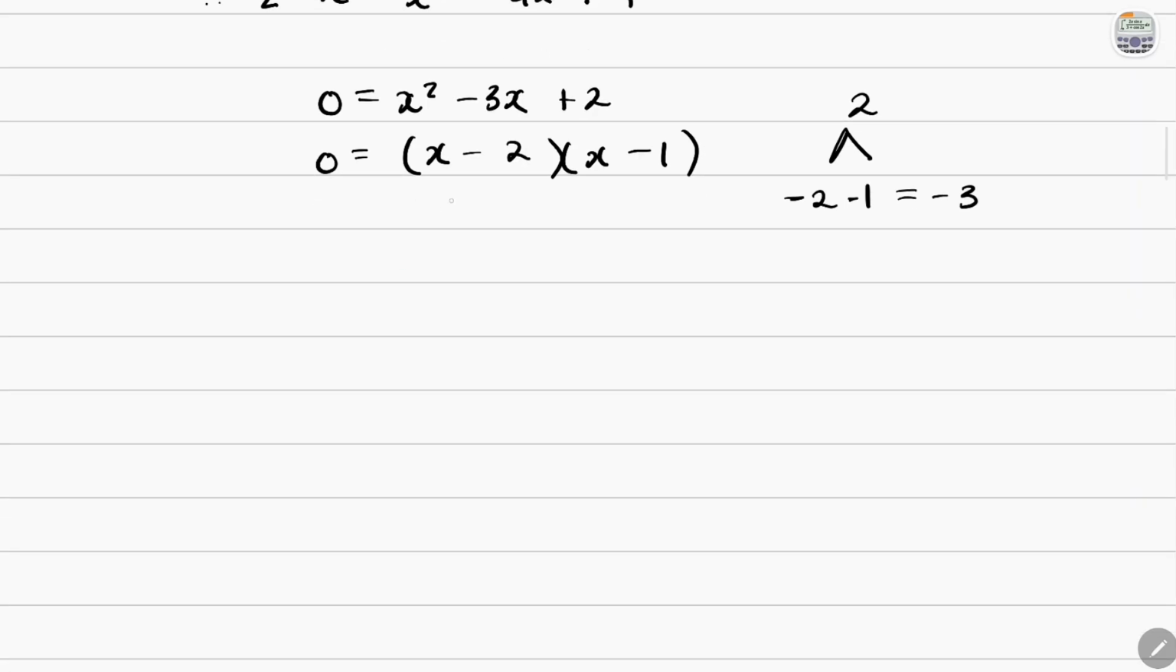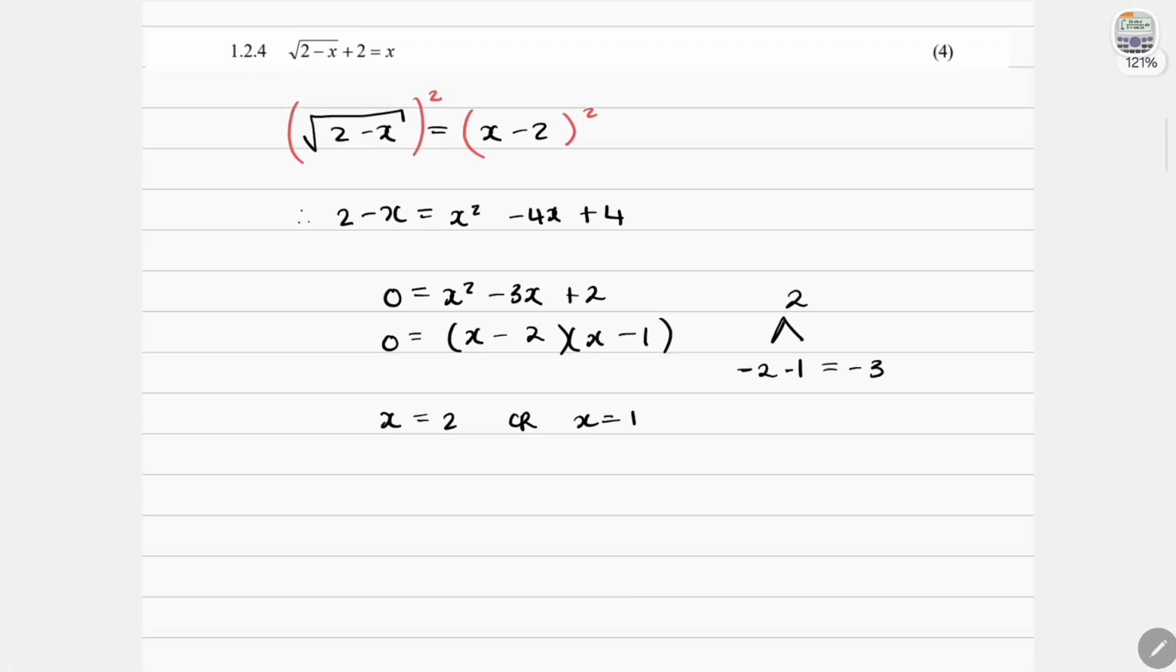And now we can solve for x. Okay, so something times something gives you 0. From the first question, you see that you equate the first bracket to 0. So if you say x minus 2 equals 0, transpose that negative 2 and you get positive 2. Or x is equal to positive 1. Okay, so these are our two solutions.